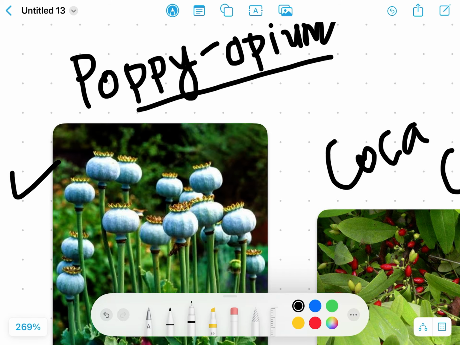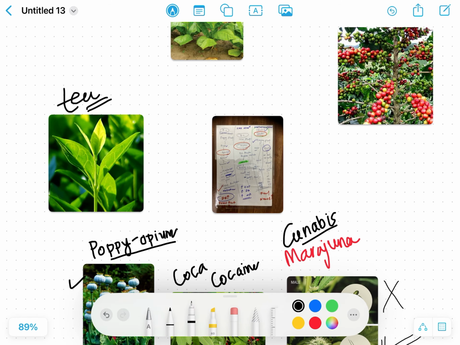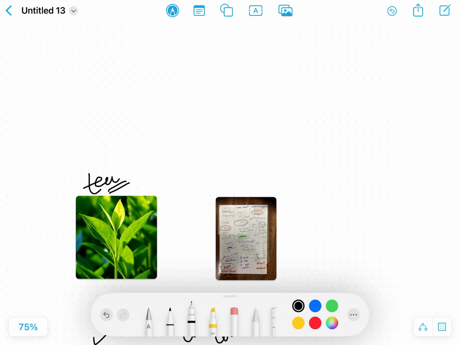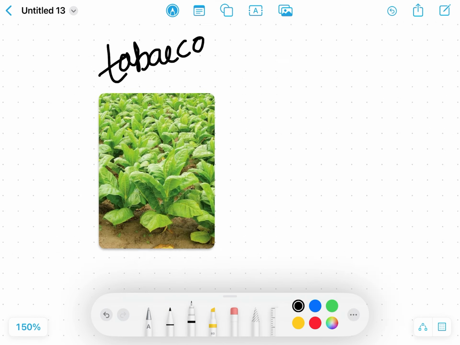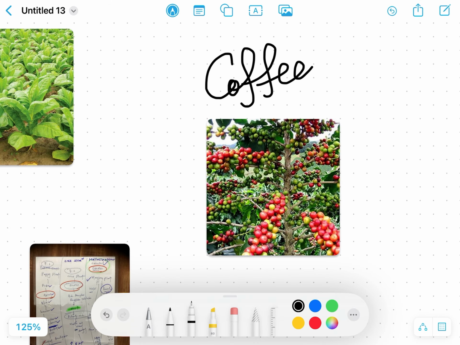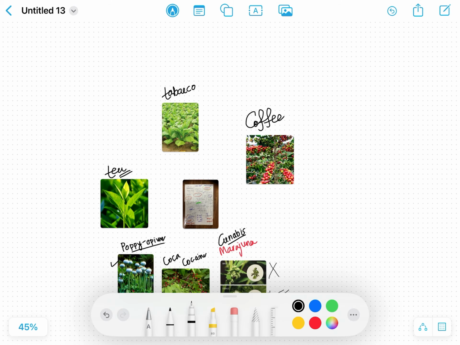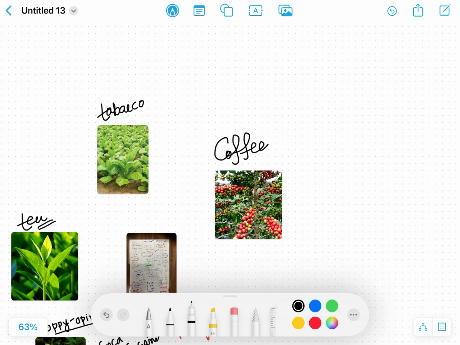This is also called doda. So let's start with the doda. First, remember what a tea plant looks like. The tea plant looks like this. It is not a tobacco plant. The tobacco plant looks like this. And coffee beans or the coffee plant look like this. So always remember, the tea plant is different from the tobacco plant, and the coffee bean plants are easy.